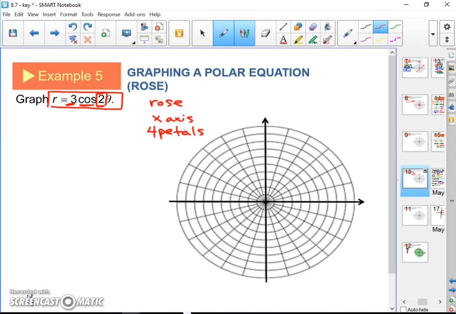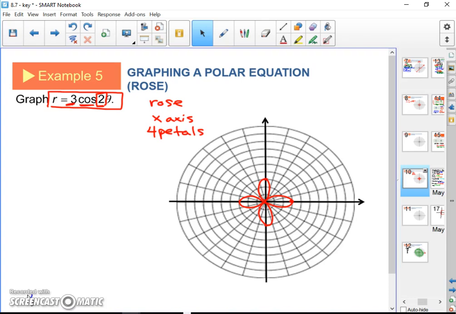So when I graph this, basically I would know that I can go out 3 right here on that x-axis. And one of my 4 rose petals is going to go out like that. Because this has symmetry, I can go out here, there's another one. And 1, 2, 3, and 1, 2, 3. And it's going to look something like this. So I've got a 4-petal rose oriented on the x-axis with that magnitude of 3.